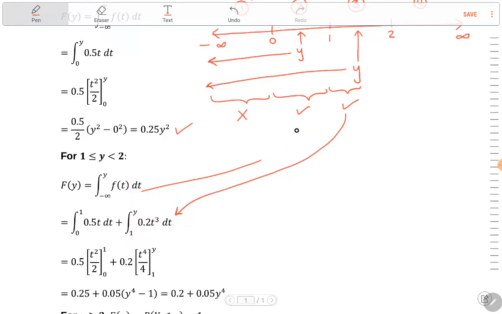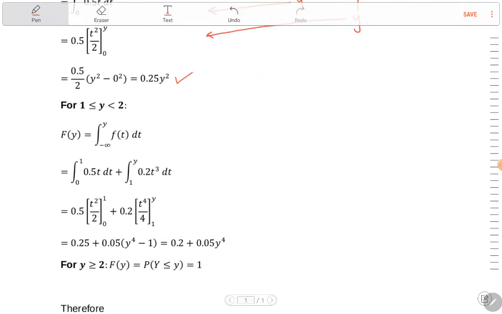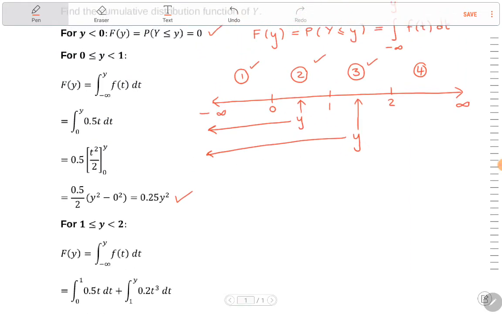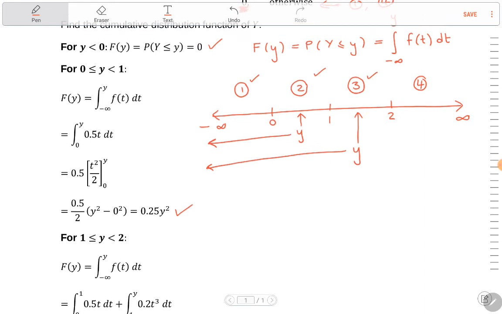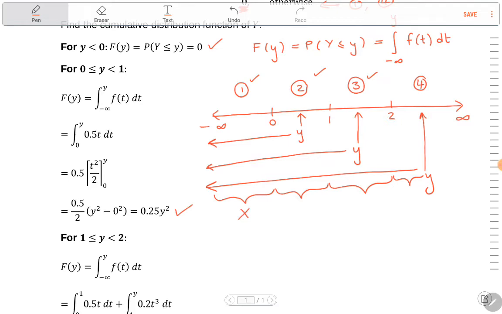So let's go back now. Once you've done the integral, we'll just finish off. This is what you get, right? And then the last region is, what if someone gives you a y that's in here? Then remember, we always want the area to the left. So that means you need to integrate over function 1 from minus infinity to 0, function 2 from 0 to 1, function 3 from 1 to 2, and then function 4 from 2 to y. But we're not going to waste time with that one. We know it's 0.